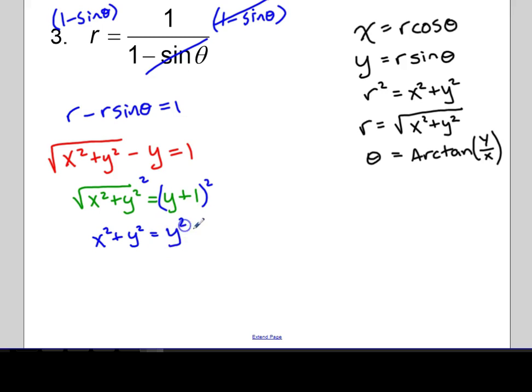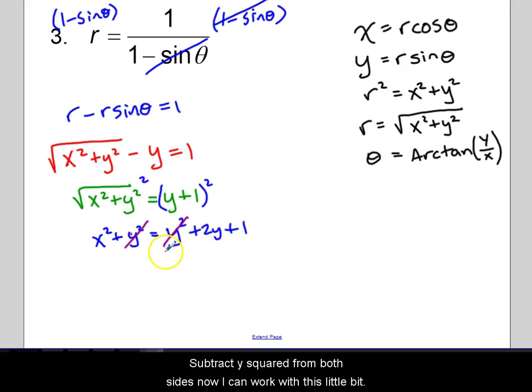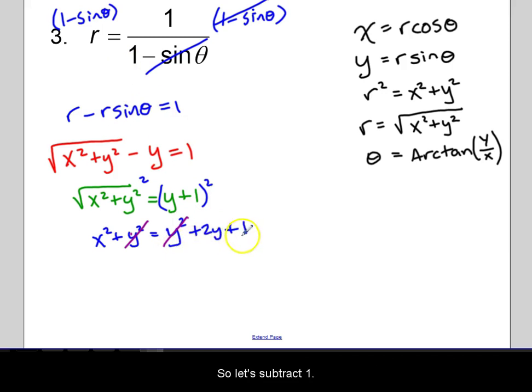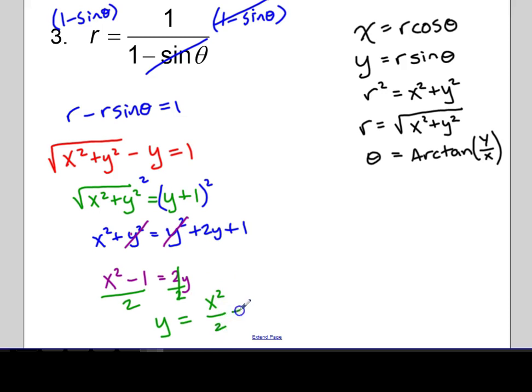It should be y squared plus 2y plus 1. That's good news because the y squared terms cancel on both sides. Okay? Subtract y squared from both sides. Now I can work with this a little bit. I want to get it into a y equals form because that's what my graphing calculator will do, right? It will format in y equals or r equals. So let's subtract 1 and then just isolate y by dividing by 2. So this produces the rectangular equation y equals x squared over 2 minus half.